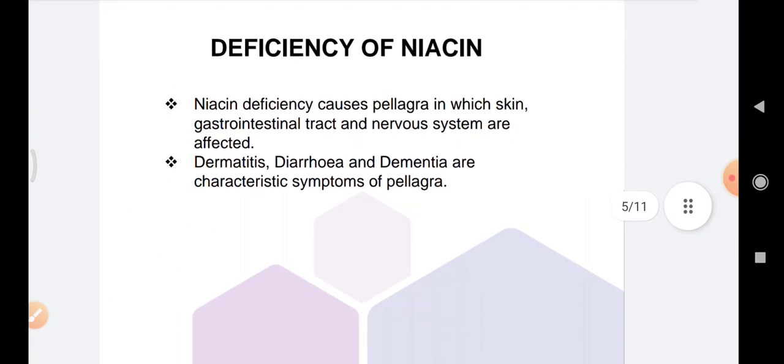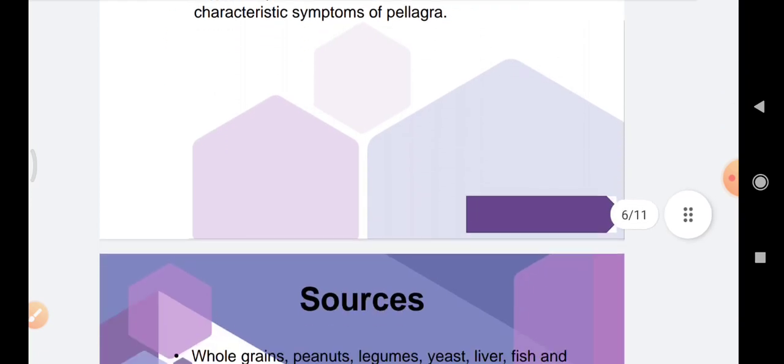Coming to the deficiency of niacin. Niacin deficiency causes pellagra, in which the skin, gastrointestinal tract and nervous system are affected. Dermatitis, diarrhea, and dementia are the characteristic symptoms of pellagra.